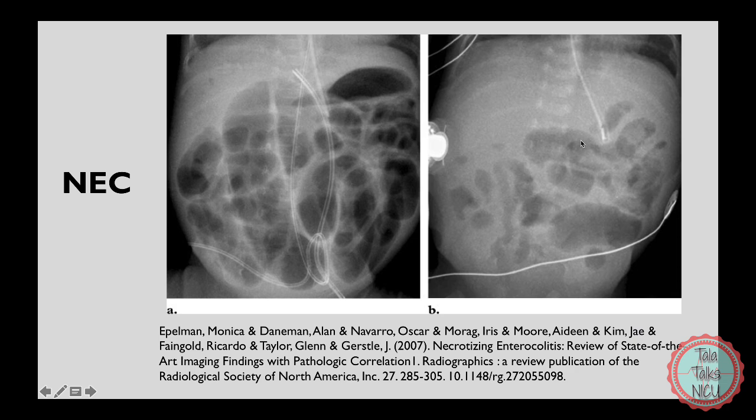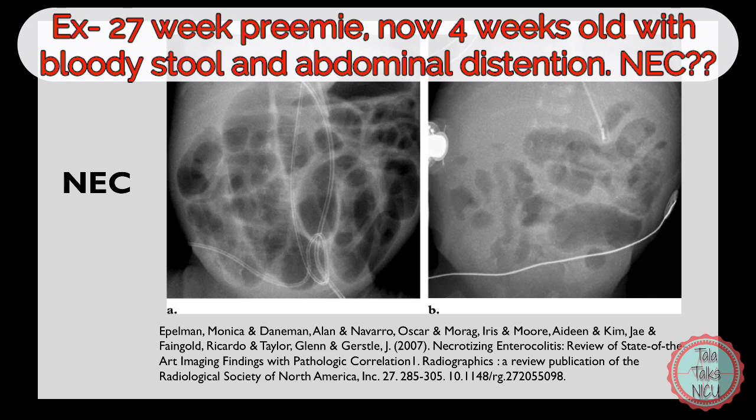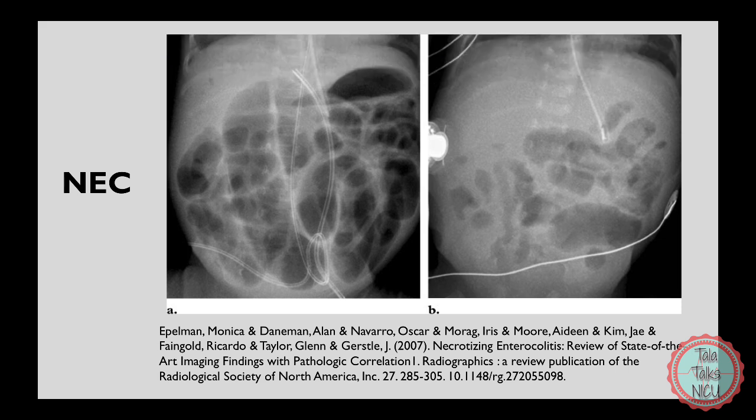Right, let's start talking about NEC. Let's imagine you have a 27-week infant who's now 4 weeks old, who presents with bloody stool and abdominal distension. Obviously, you want to get KUBs to look for signs of NEC or necrotizing enterocolitis. And the next few X-rays will show the various stages of NEC.